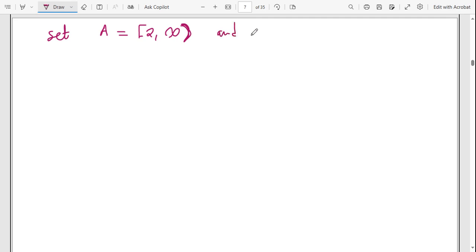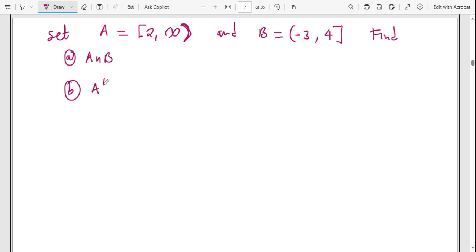And then let's say the set B is from -3 up to 4, like that. And then say they've told us to find, let's say number 1, A intersection B, and then number 2, we have got A complement. Okay, let's start with this.